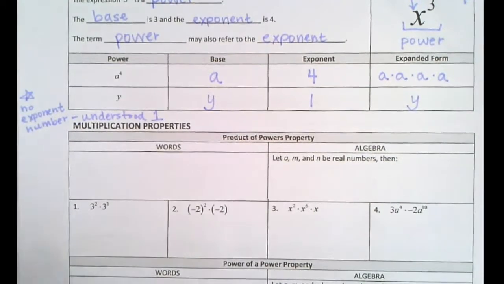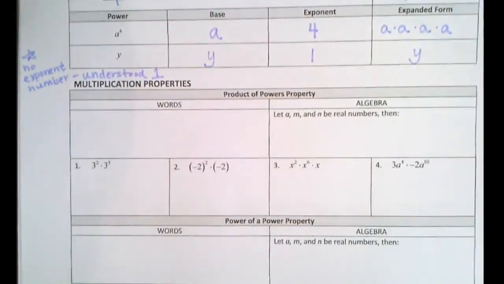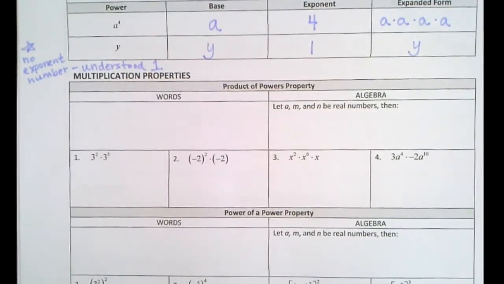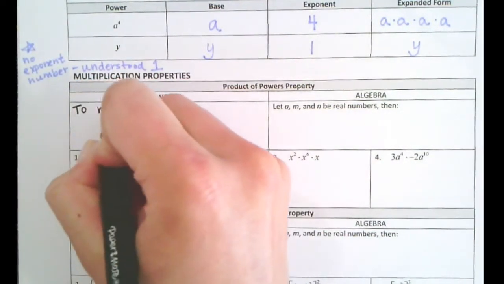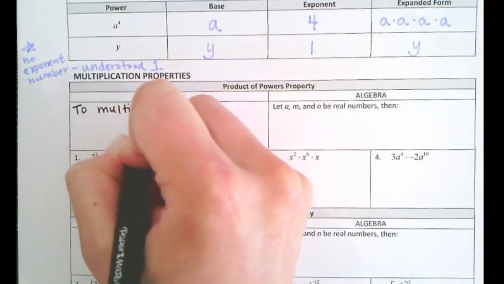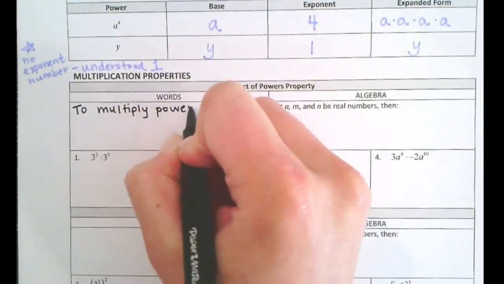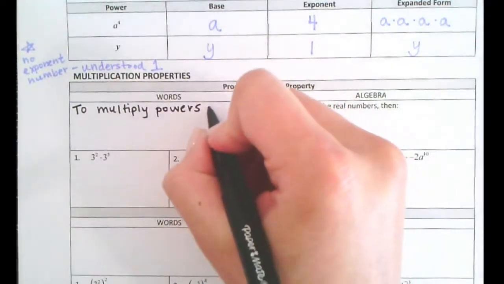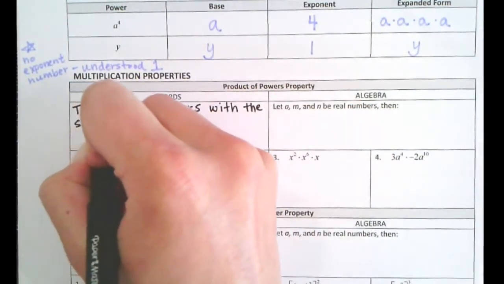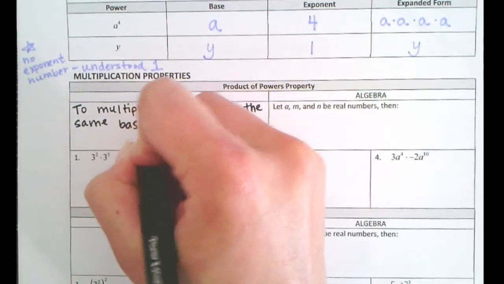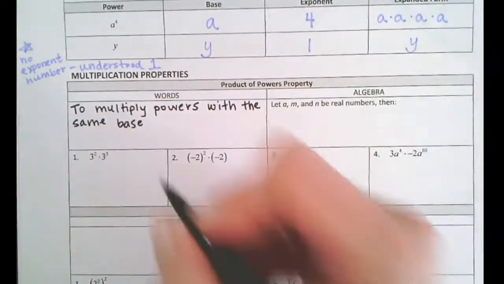All right, we've got a couple properties to learn that we're going to practice some problems with. Our first properties that we're going to learn are the multiplication properties. The first one is product of powers. To multiply powers with the same base, we are going to add the exponents.